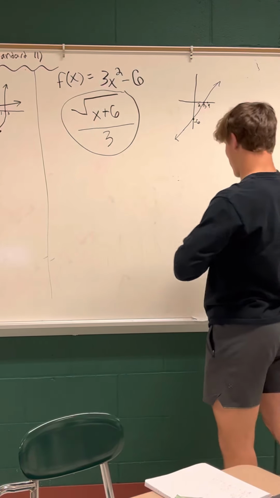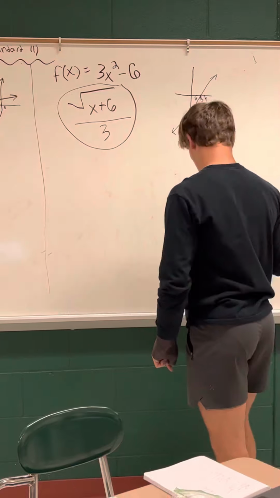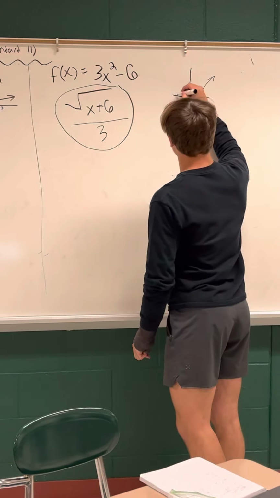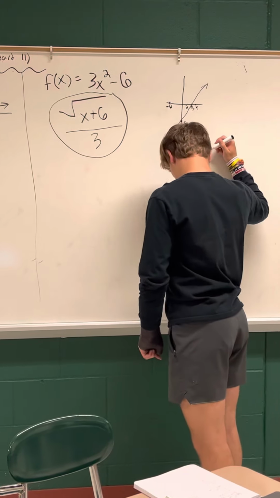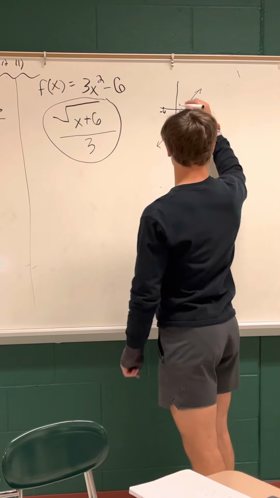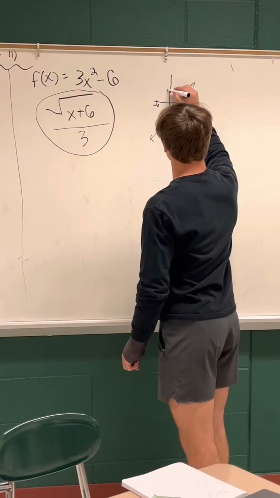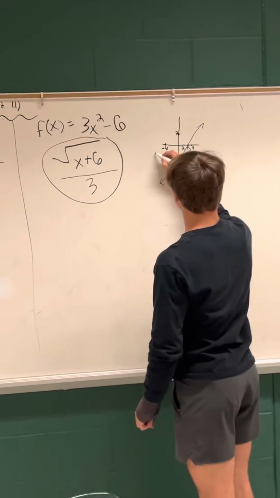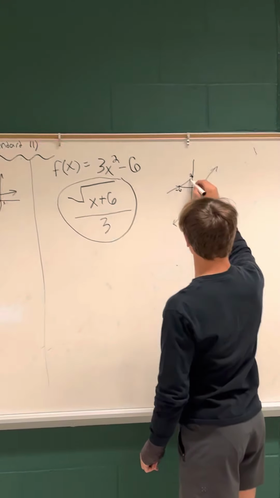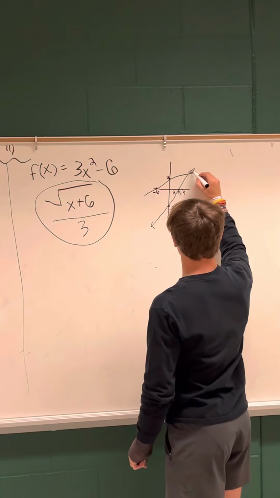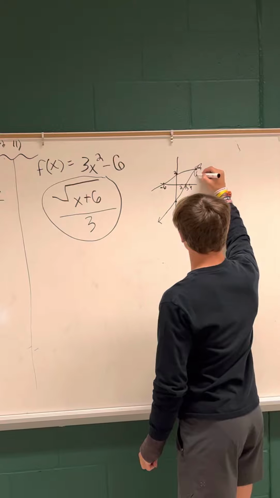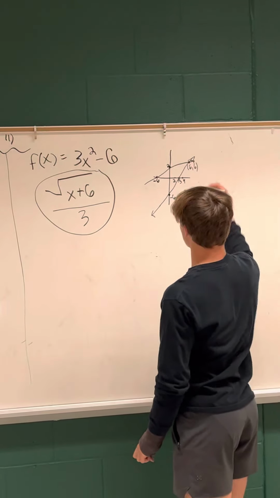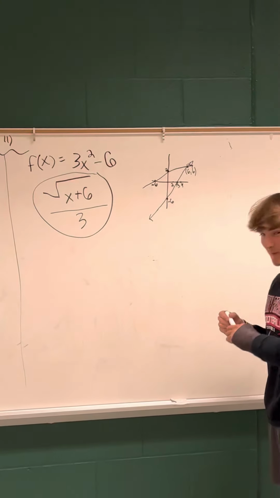And then for the inverse of this now, it's going to start at negative 6 again over here, negative 6. And then it is going to go through 2, right here, positive 2. So it's going to be like this. And then these two will collide right here at 6, 6. All right.